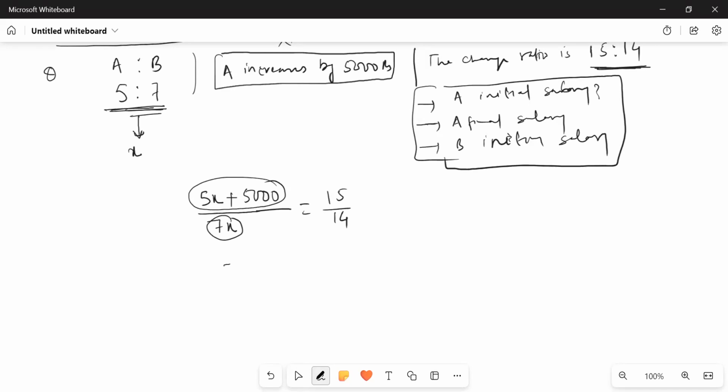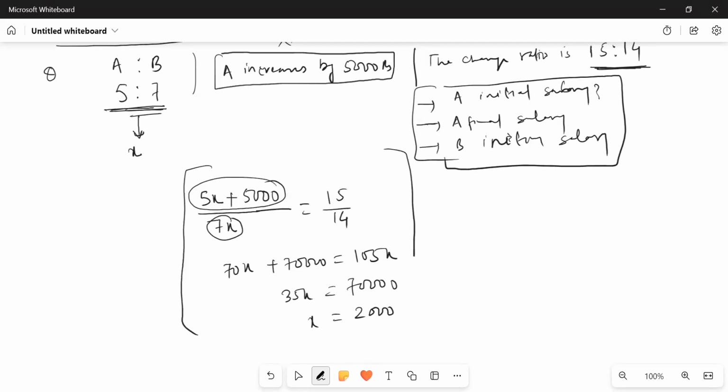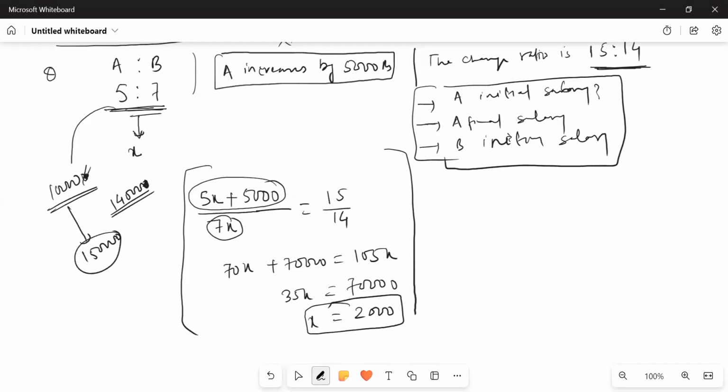And then I can solve it like 70x plus 70,000 is equal to 105x. Then I'll put x on one side. 35x is equal to 70,000, and then x is equal to 2,000. So this is also a very simple way to do this question. Once you find the multiplier x, you can find the initial salary of A, which is 10,000, initial salary of B, which is 14,000, and changed salary of A, which is 15,000.